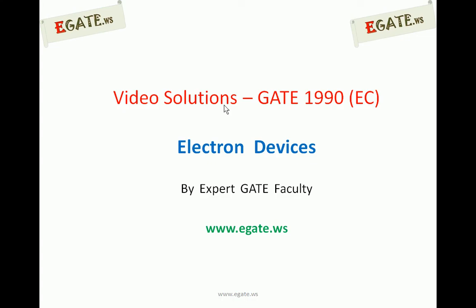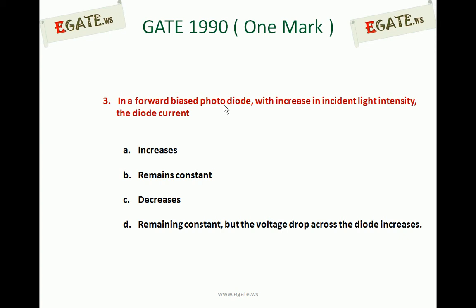We are discussing the GATE 1990 ECE paper, and the topic we are discussing is electron devices. This is the third 1 mark question that came in GATE 1990. In a forward biased photodiode, with increase in light intensity, the diode current: A, increases; B, remains constant; C, decreases; D, remains constant but the voltage drop across the diode increases.